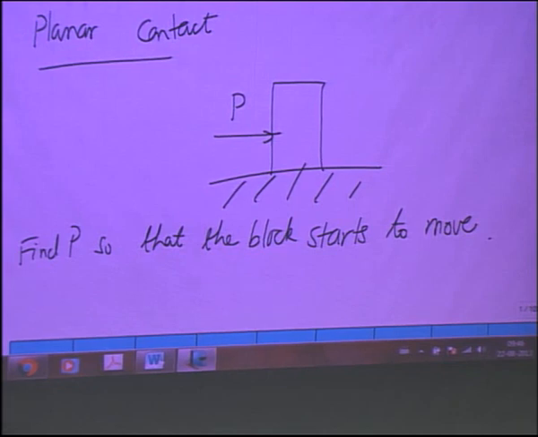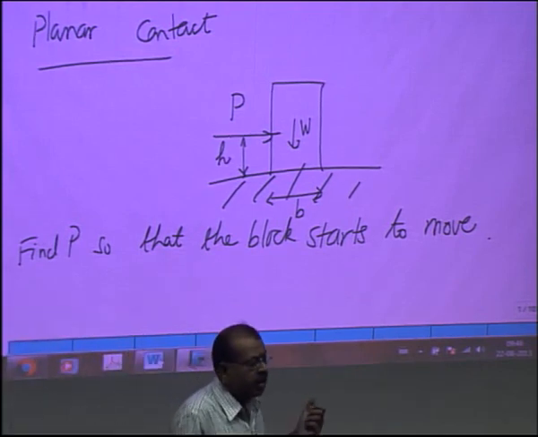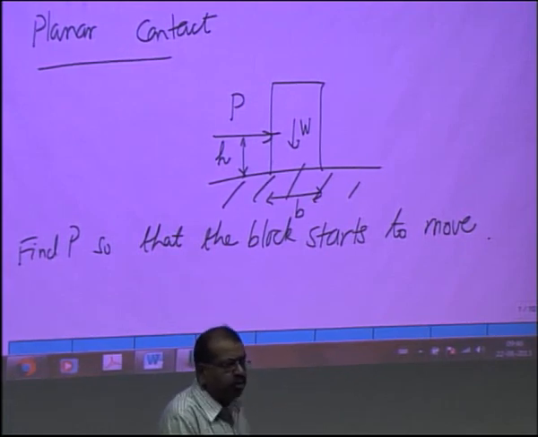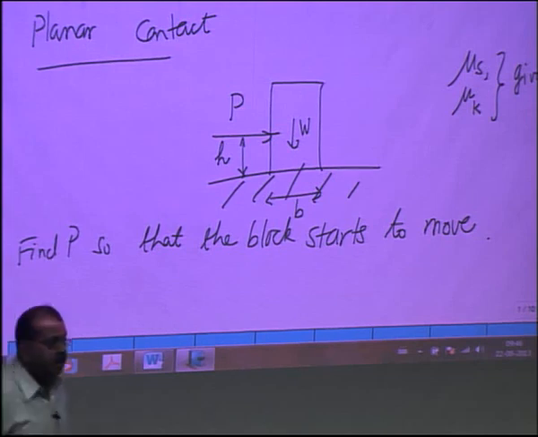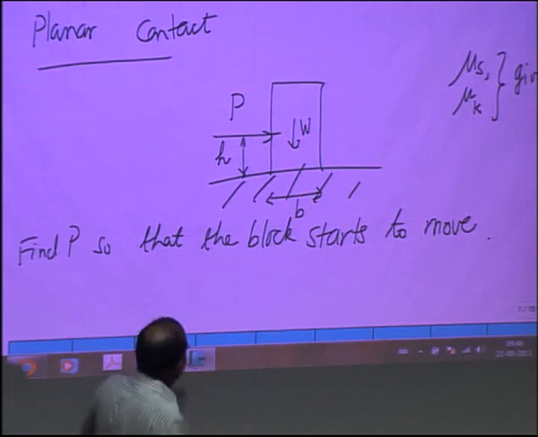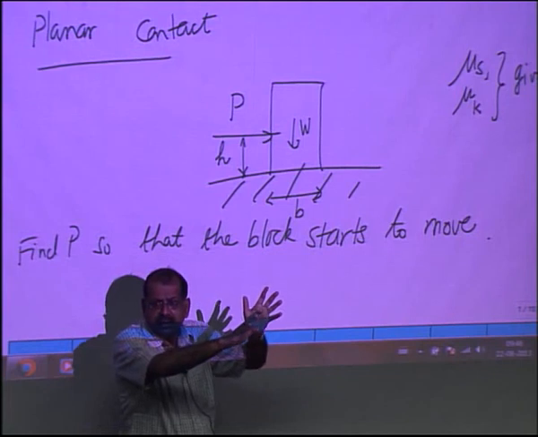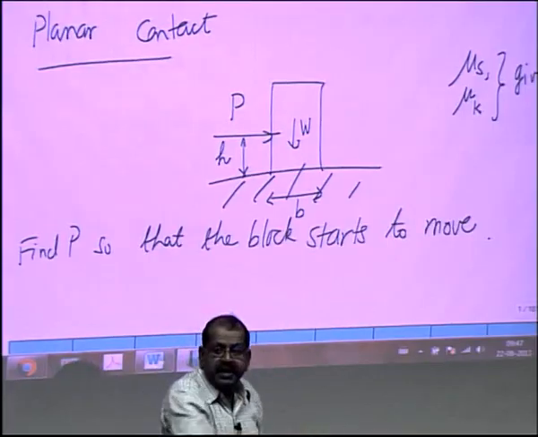Okay. So, now let us say the weight of the block is given, and this is given. Now, we have to find P so that the block starts to move, and here the coefficient of friction will also be given, let us say it is mu s and mu k. Now, in this case there are two possibilities in which the block can move. One possibility is it will slide. The other possibility is it could tip about the point on the right.